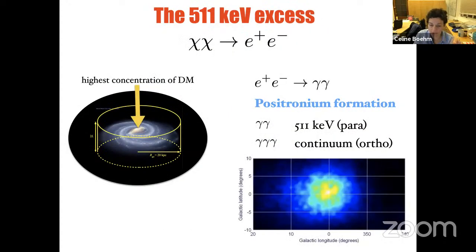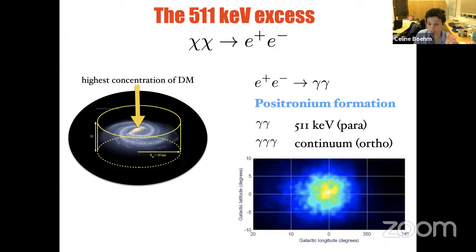You see basically the positrons annihilating with electrons. And when they do that, they form positronium. The positronium decays into either two photons or three photons. The two photons are basically a line again, so it traces the mass of the electron, so it's 511 keV. The three photons give you a continuum, which is less than 511 keV. But what they see, the map I show you here, is really the 511 keV.